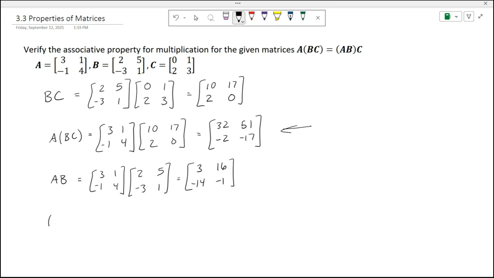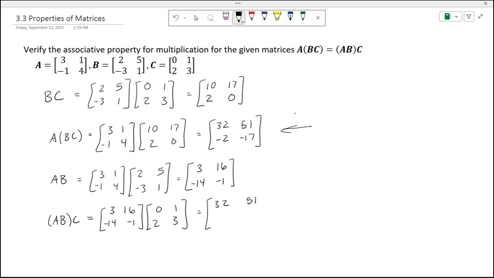Okay, so now I'll take this matrix, AB, and multiply it by C. So I have 3, 16, -14, -1 times C, which is 0, 1, 2, 3. Okay, first row times first column. 3 times 0 plus 16 times 2, that gives me 32. 3 times 1 plus 16 times 3, that is going to give me 51. Times like this are great to pull out a calculator. Make sure you get these right.